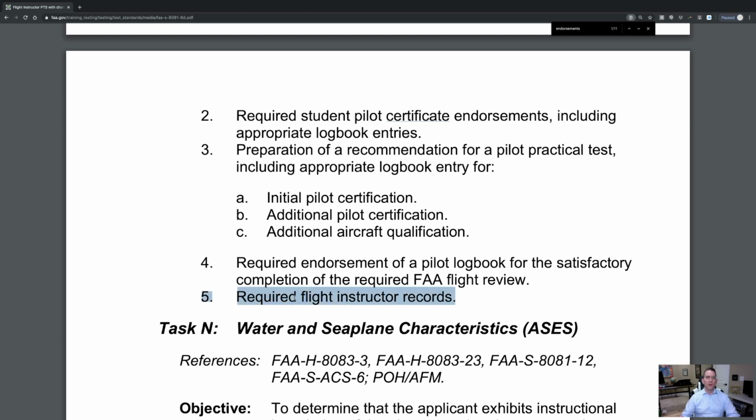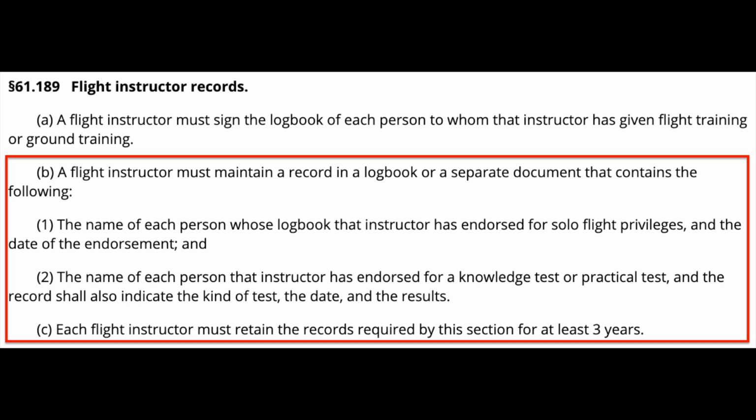Number 5 here is required flight instructor records. And required flight instructor records are in accordance with 14 CFR 61.189, and that is basically stating that if you are going to do any training, ground or flight, you have to sign the logbook, and underneath there, 3 separate places where it says you have to keep a record of any solo, so the person's name, the date of the solo, and then what type of solo that you authorized, like was it a 61.87 November? Was it a 61.87 Papa? Was it a 61.87 Oscar? Was it a 61.93 Charlie 3? What kind of solo did you authorize?